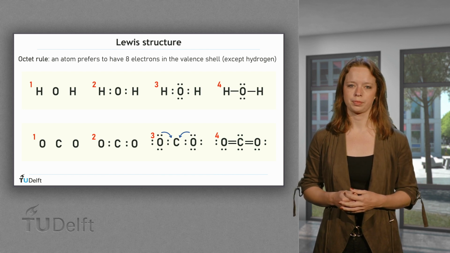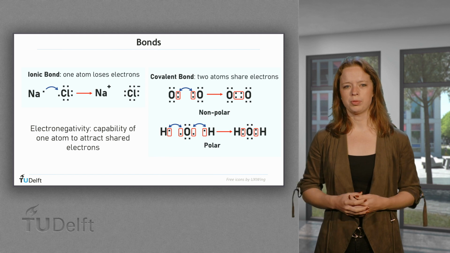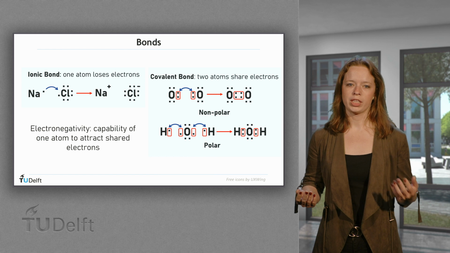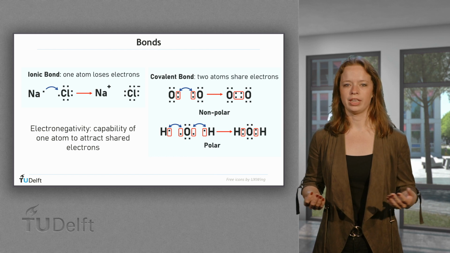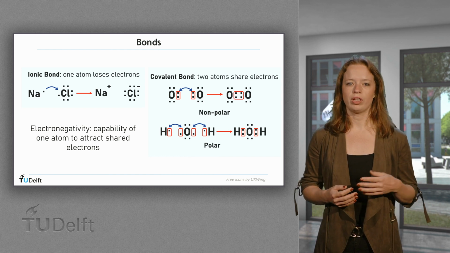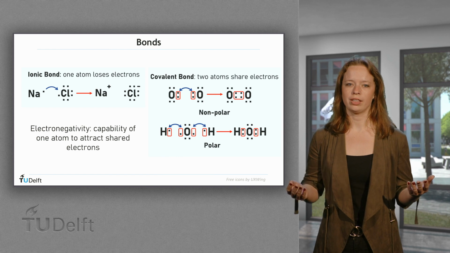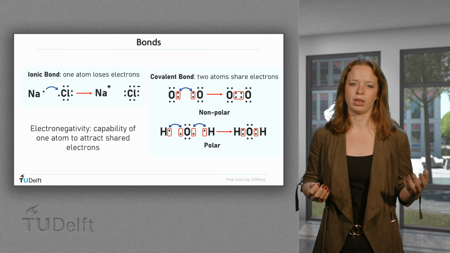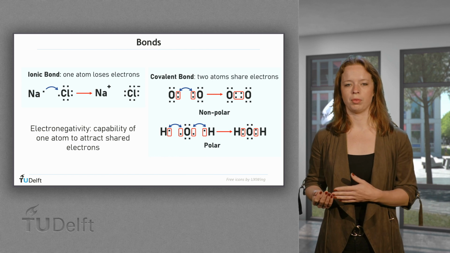There are 2 main types of bonds a molecule can make: ionic and covalent bonds. What type of bond an atom makes depends on its electronegativity, which tells you how likely an atom is to attract a bonding pair of electrons. Atoms with the same or similar electronegativity form covalent bonds.